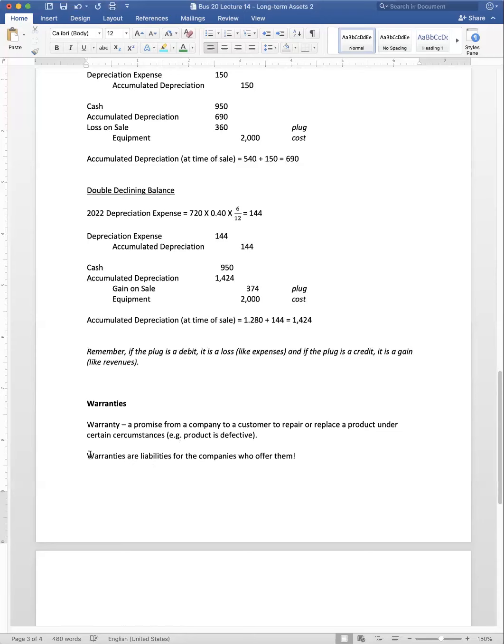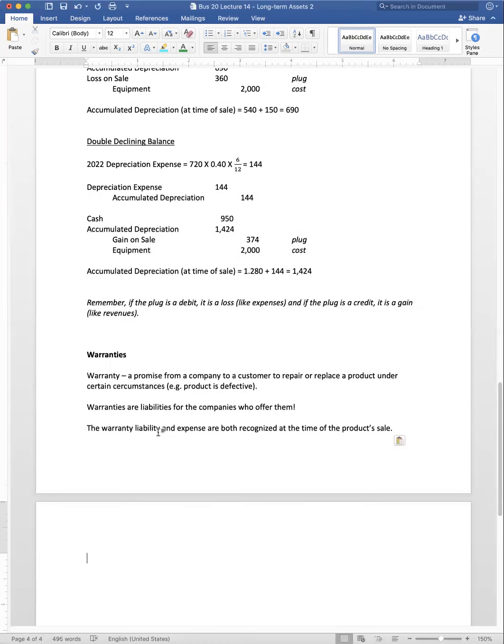Now, when is that liability created? Well, the answer is that the liability is created at the time of sale. I had just purchased that tablet and immediately I've said something's wrong and I'm able to go back in right away and get it replaced. Okay, so the warranty liability is immediate. It's at the time of sale. And also at that time, we're going to recognize an expense, a warranty expense. So we have a warranty liability and an expense, and they're both recognized at the time of the product sale.